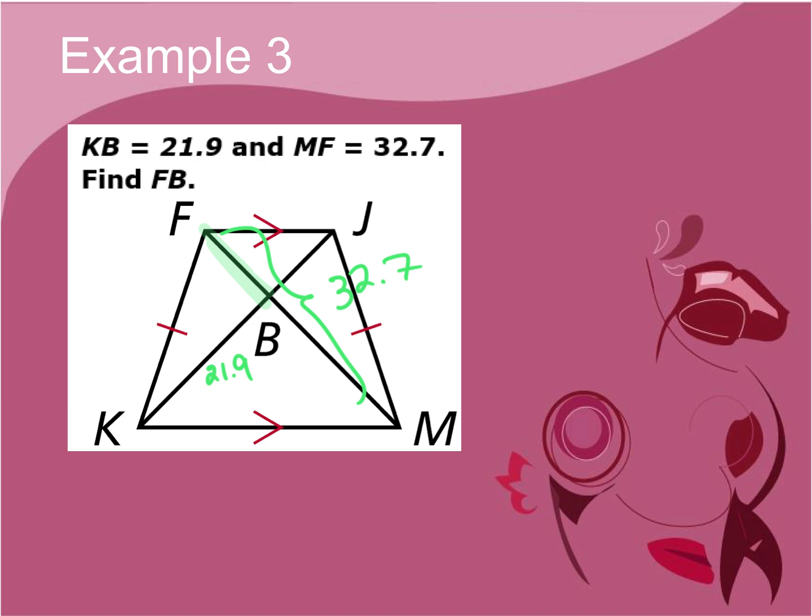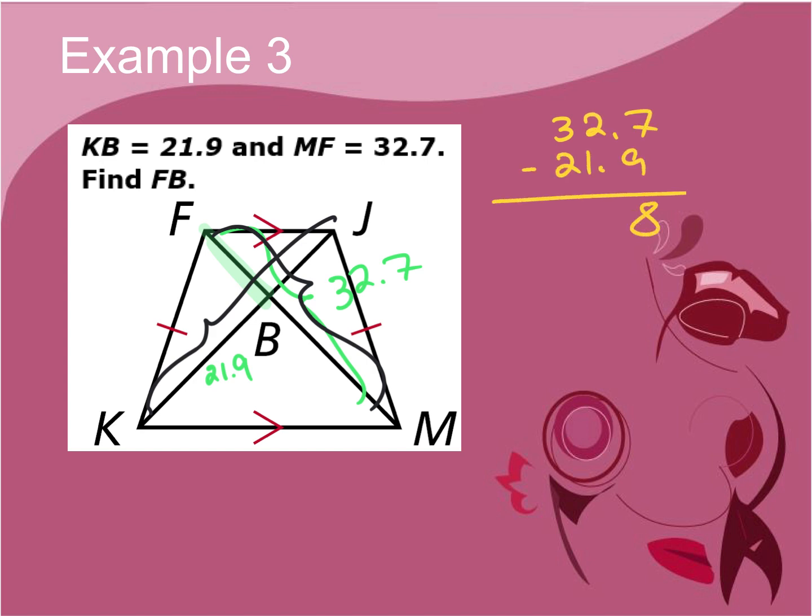We remember that the diagonals are congruent to each other. The whole diagonal right here is congruent to this entire other diagonal. So because they are congruent, I can actually just go ahead and do 32.7 minus 21.9. And I'm left with 10.8. So FB would be 10.8.